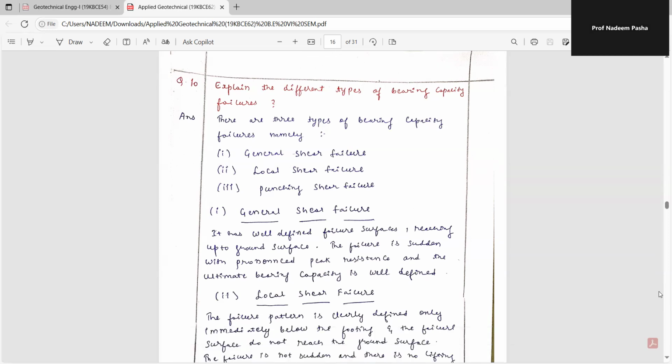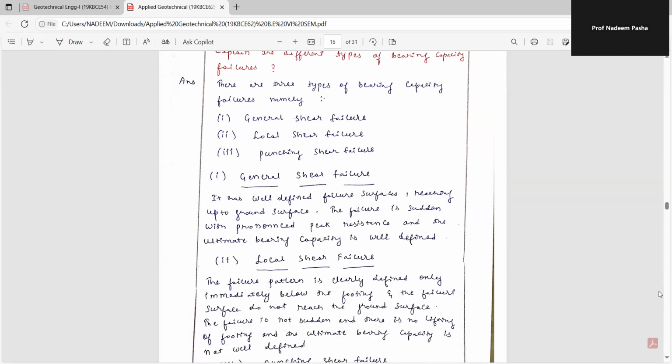Local shear failure. The failure pattern is clearly defined only immediately below the footing and the failure surface does not reach the ground surface.